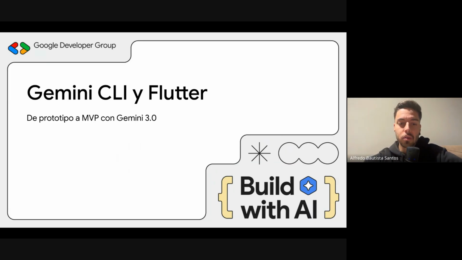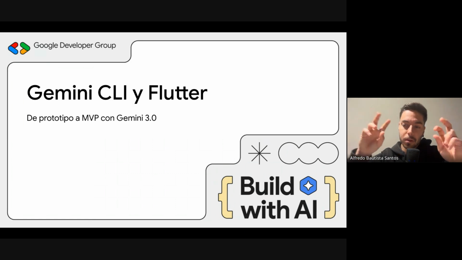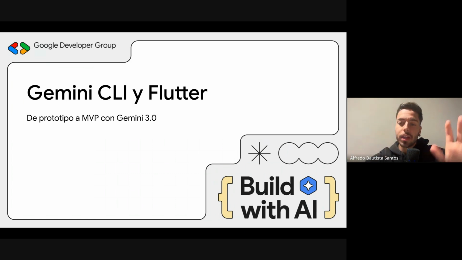We're going to talk about how you can go from a prototype to a functional MVP using Gemini CLI with Gemini 3 in a few quick steps, and you will face the big change between the previous coding style and the new AI agent coding style.